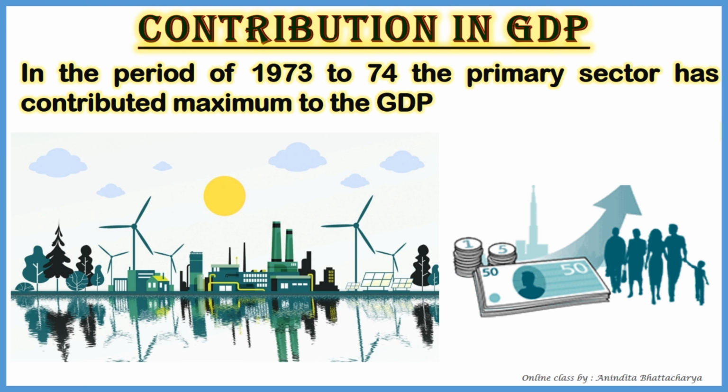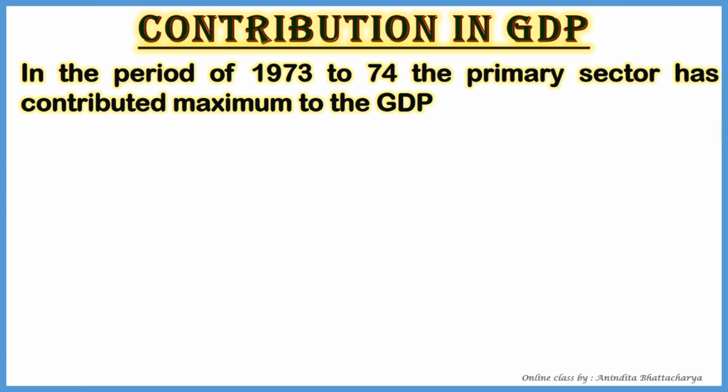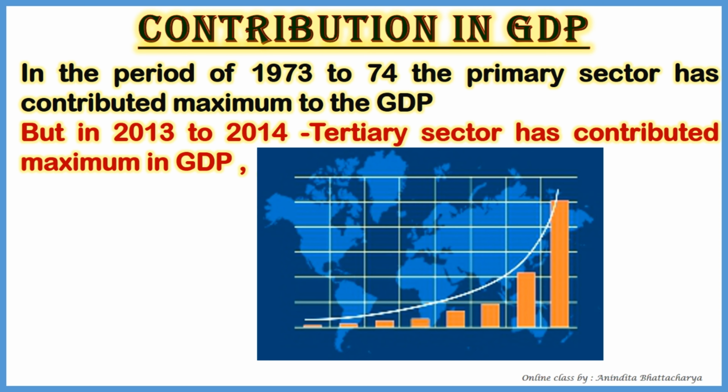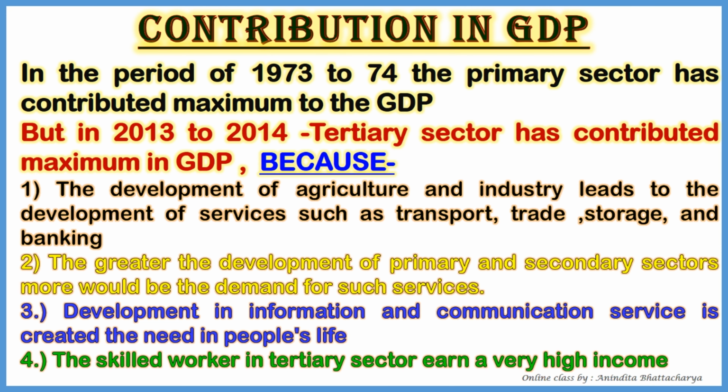We can see that in the period of 1973 to 74 the primary sector contributed the maximum to the GDP, but in 2013 to 14 the tertiary sector contributed the maximum to GDP. Why? The development of agriculture and industry leads to the development of services such as transport, trade, storage and banking. The greater the development of primary and secondary sectors, the more would be the demand for such services like transport, trade, storage and banking. Development in information and communication services created a need in people's lives. The skilled workers in the tertiary sector earn a very high income.